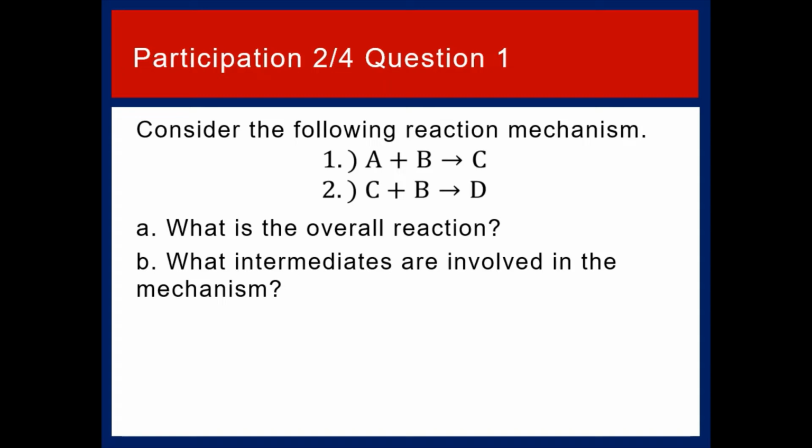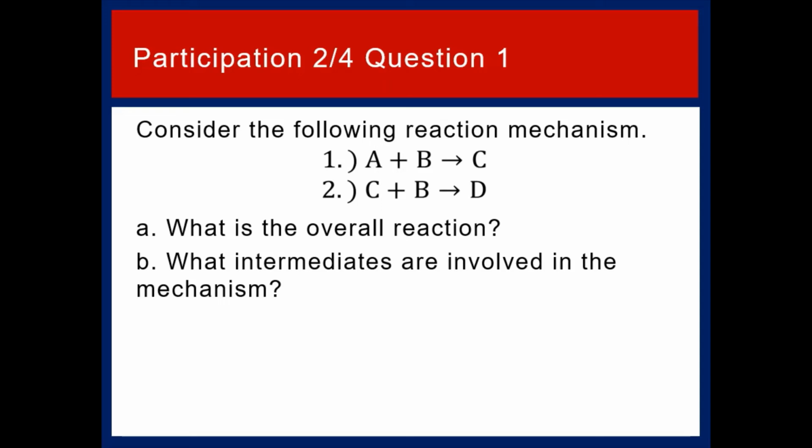Participation 2-4, question 1. Consider the following reaction mechanism. First step, A plus B becomes C. Second step, C plus B becomes D. Those are just variable, kind of dummy chemicals. A, what is the overall reaction? And B, what intermediates are involved in the mechanism? This is the first question on participation 2-4, due Friday, February 4th at 11:55 p.m. over on Blackboard. The link to the assignment is right below the links to these videos.